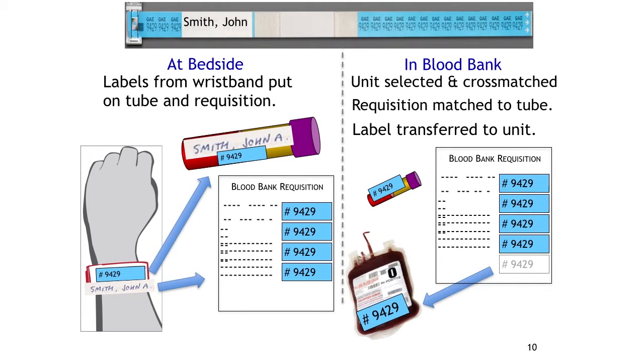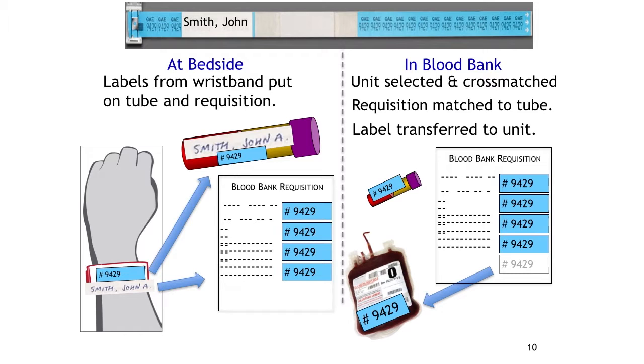So after you've done this, the wristband stays on the patient. His name is there because you wrote his name there. The number, in this case 9429, is part of the device. Each wristband has a different number on it. That number and name is transferred to your tube.